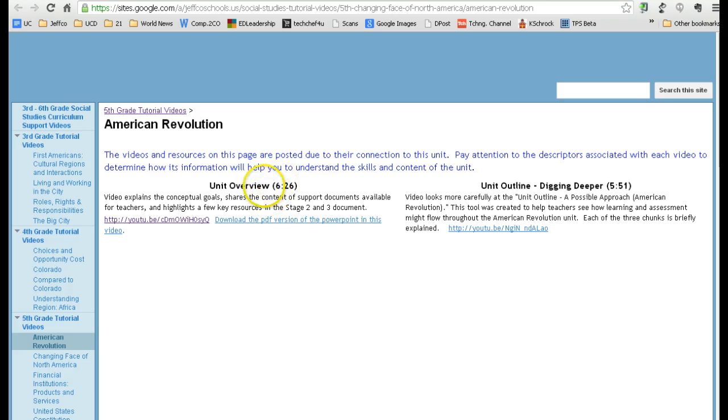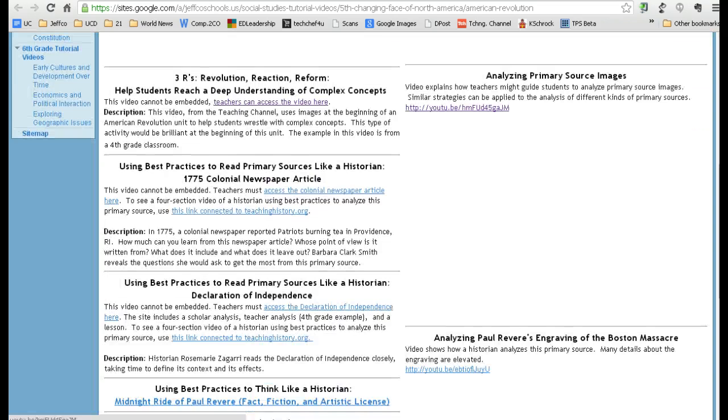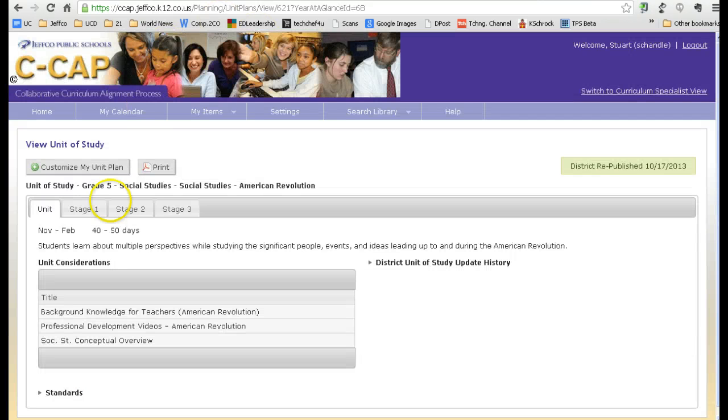But here you see a unit overview, which is about the unit. You see a tool that's in this unit which is called a unit outline, and this video here will explain the unit outline. Also on this page you have some different videos to help you think like a historian, such as this analysis of a colonial newspaper article, reading the Declaration of Independence like a historian, looking at Paul Revere's engraving of the Boston Massacre. So there are some other videos down here that you might find helpful as you think about this unit of study. Last is a social studies conceptual overview, which really looks at the entire school year.